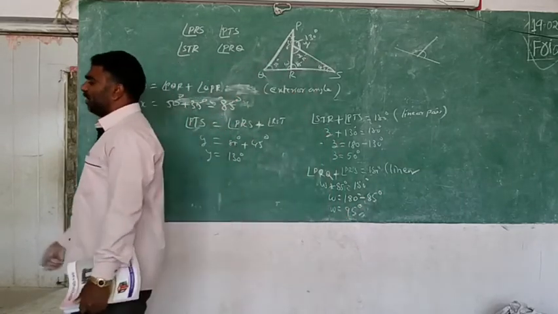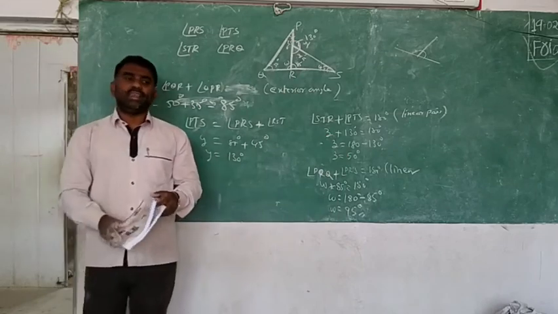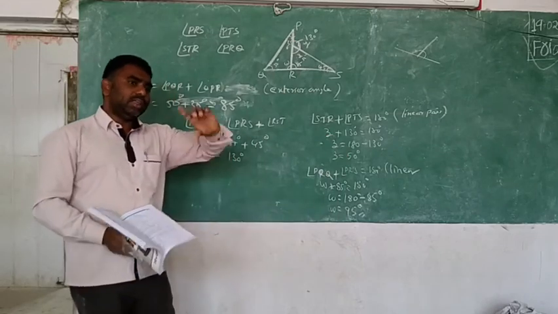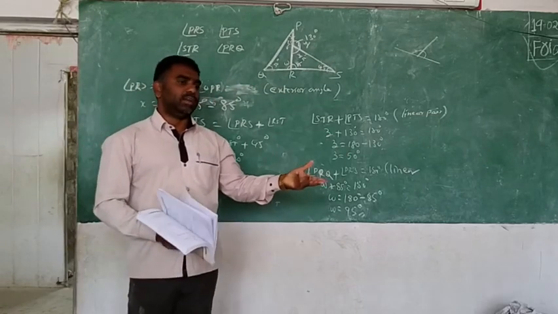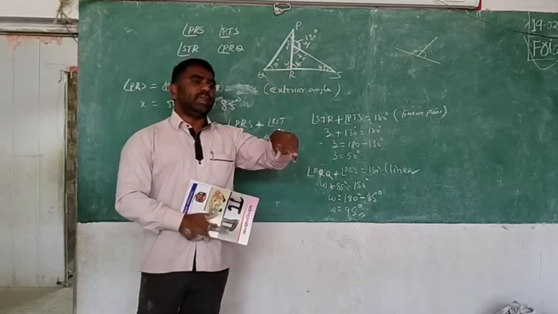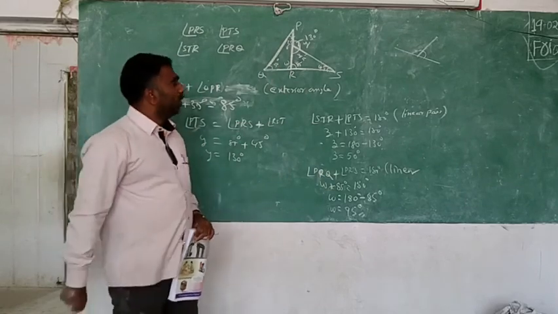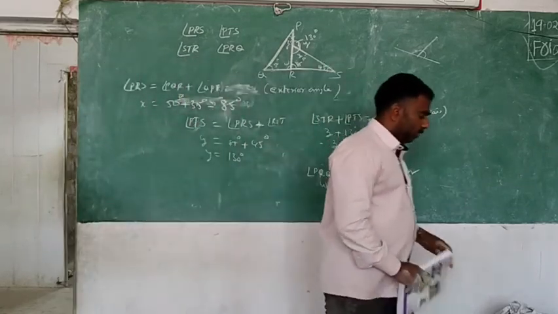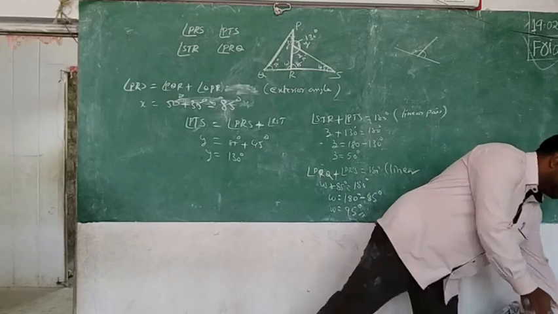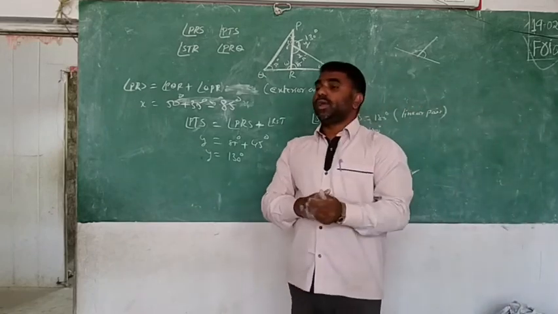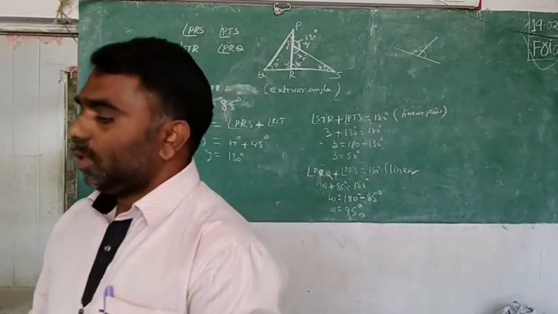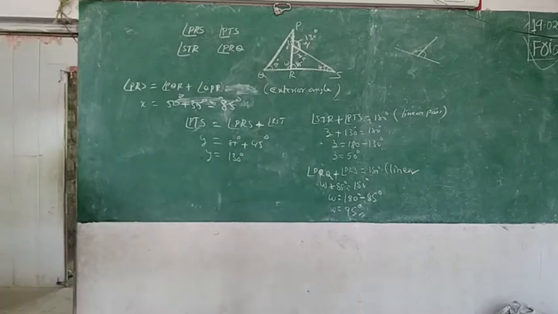So you just have to find out what each angle is. Exterior angle, you know how to find it. Linear pair, if one is missing, you can find it. In the three angles of a triangle, if you miss one, you can find it. Okay, today, if you complete this, and in the exercise what we have given: 1, 2, 3, 4, 6, 7, 10.